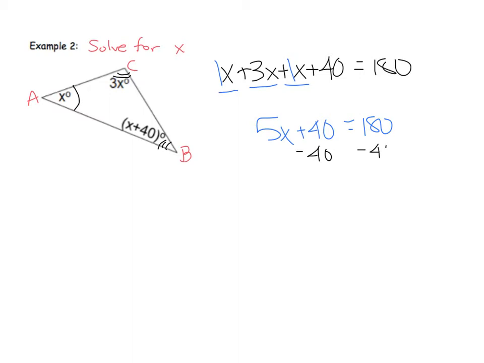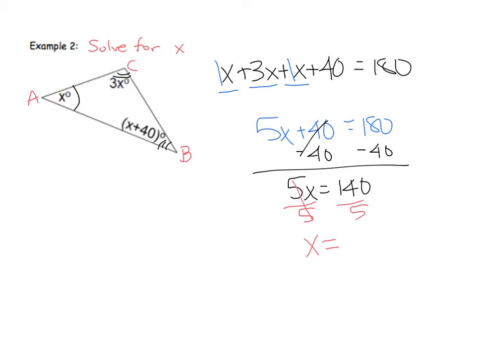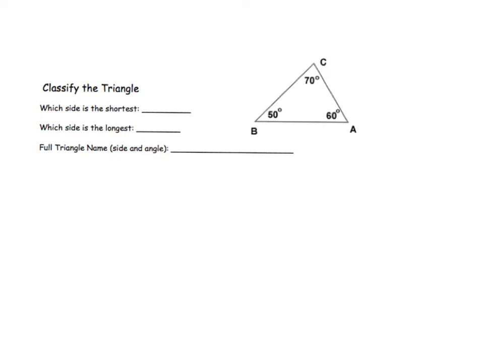So subtract 40 from both sides. 5x equals 140. Last step is to divide by 5. And that's going to give you a 28 for your x value. Now, remember, if I really wanted to, we can go back in here and plug it in to figure out all the actual answers. But they just asked for x, so we'll stop there.